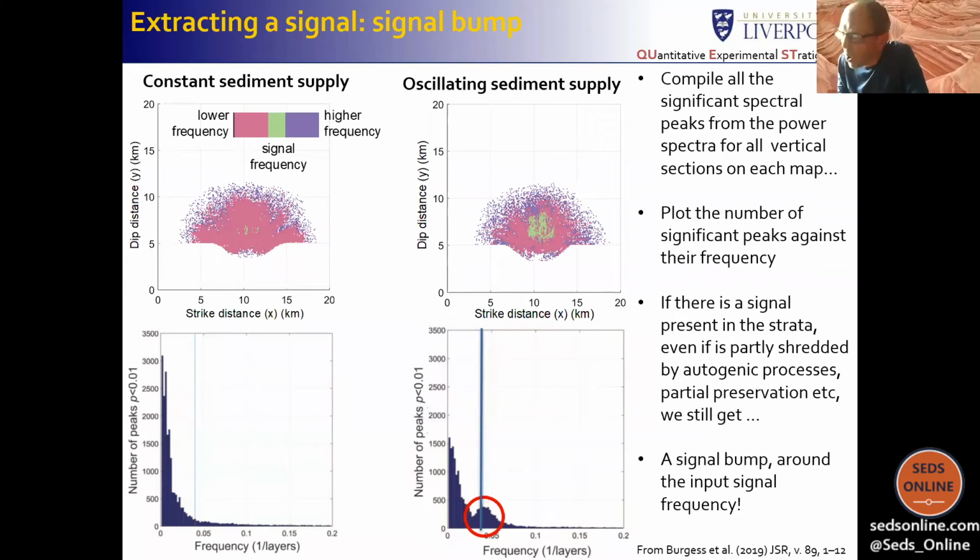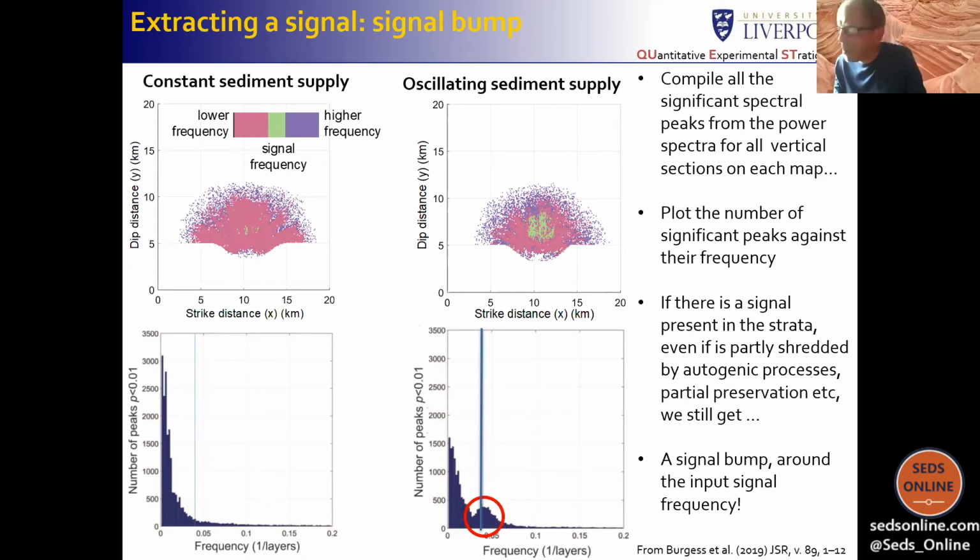Now, we've done this with a model. There's nothing to stop this being done with outcrop data. Okay, and it wouldn't absolutely prove allogenic control, but it would be indicative that it probably is happening. So this is something that would be really, really cool to try.